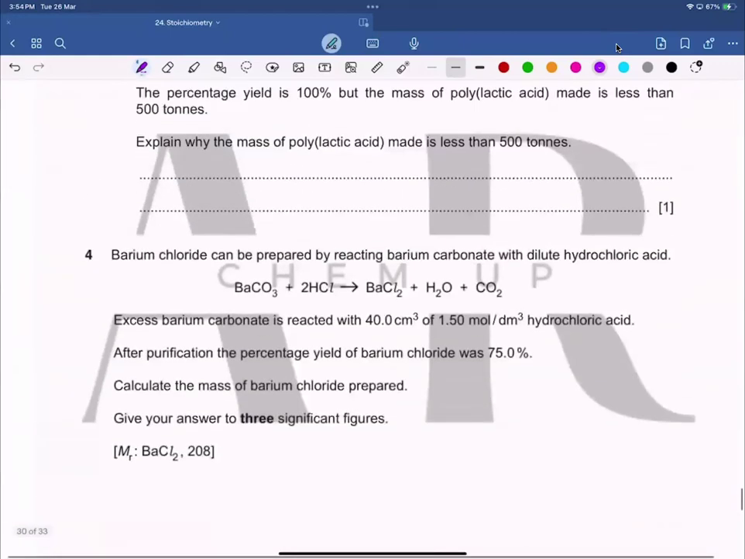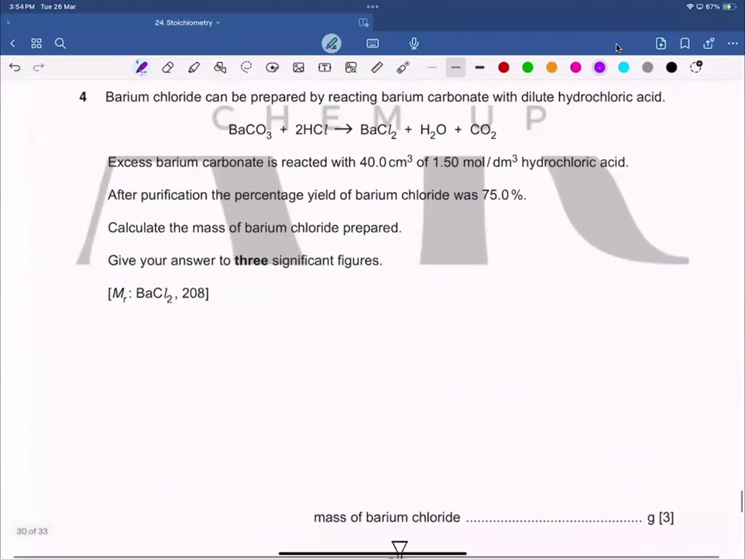Okay. Now, this one is for your homework. Take a screenshot, do it, and then WhatsApp me. Probably from the next class, we will be starting organic chemistry. Okay, so we will keep the class till here, and in the next class we will start with organic chemistry.